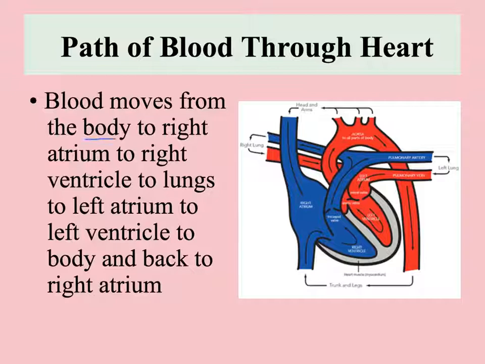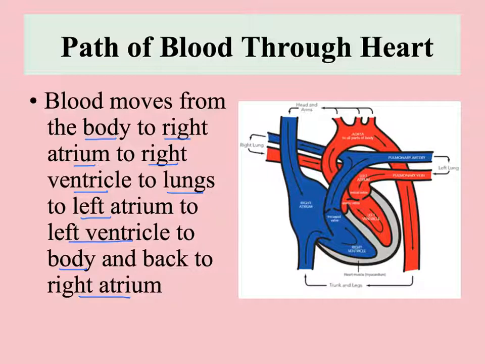It comes first from the body into the right atrium, then it moves to the right ventricle, which then sends it off to the lungs. After the lungs, the blood comes back to the left atrium, down to the left ventricle, to the body, and then eventually back again to the right atrium.